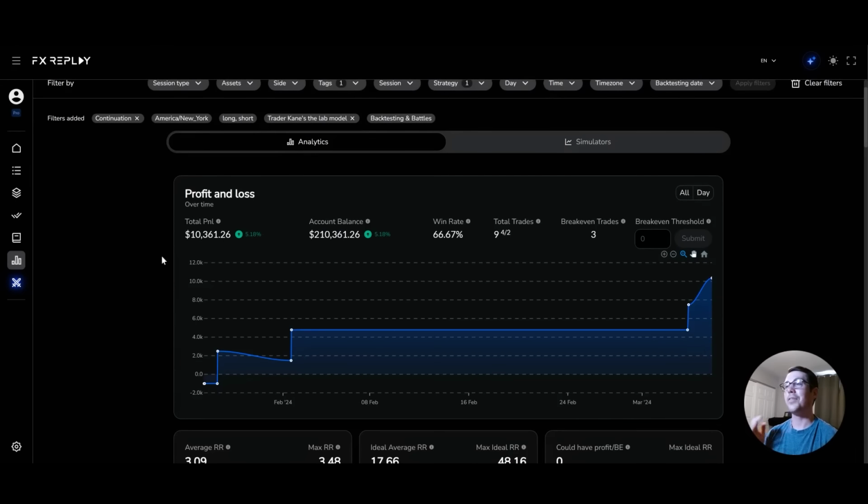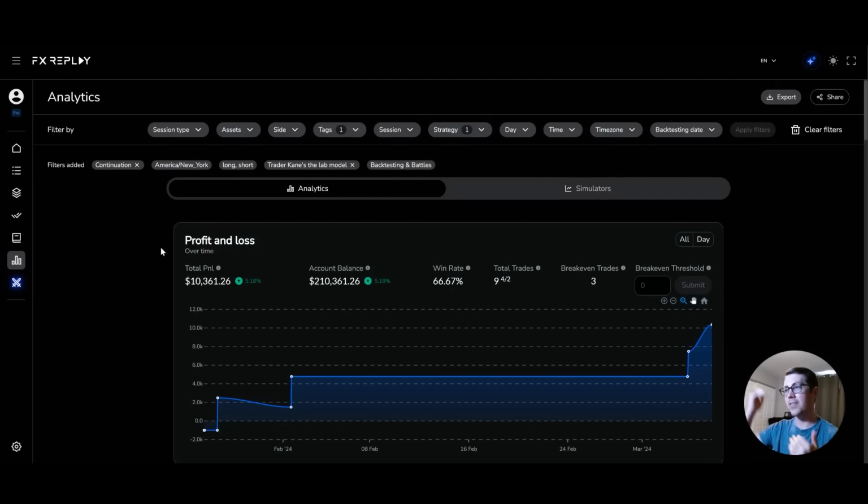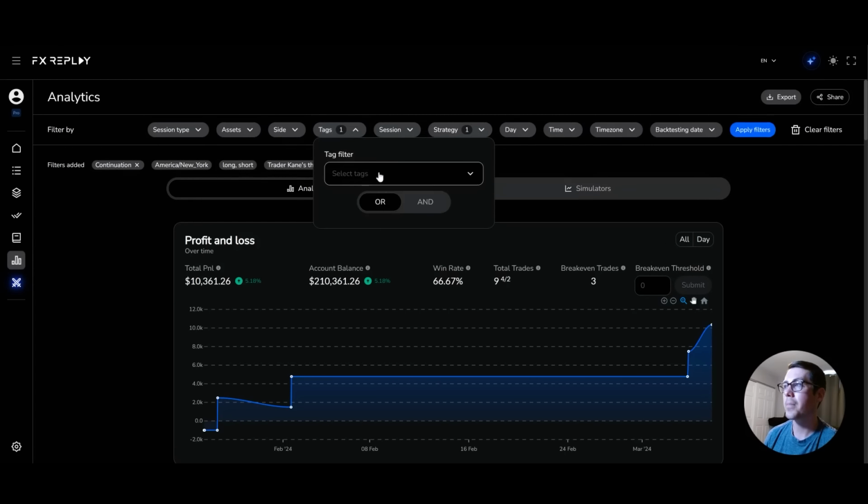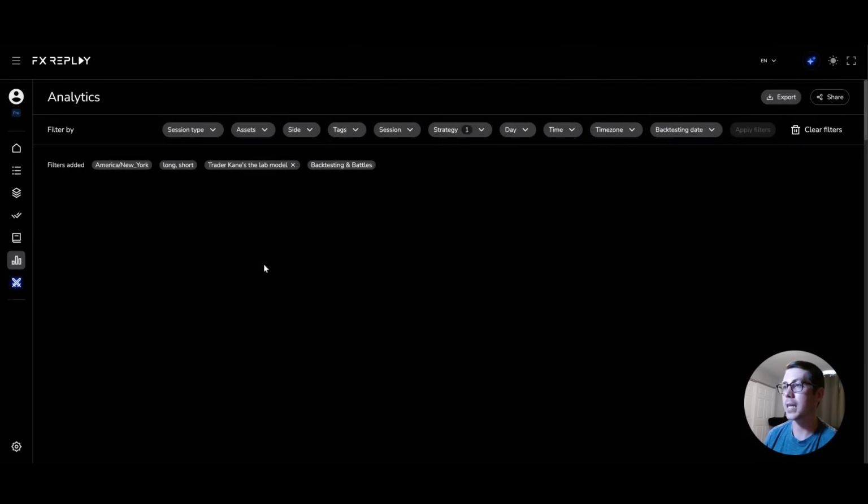So again, if you really want to optimize and increase your win rate, you could potentially only take continuations with this model, especially if markets are really just continuing to trend strongly instead of looking for constant reversals against that trend. Wait for the pullbacks and look to continue. That's definitely something you can try as well. So just some good insight there.